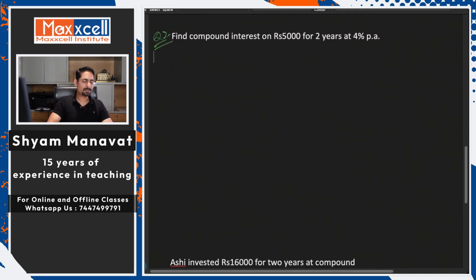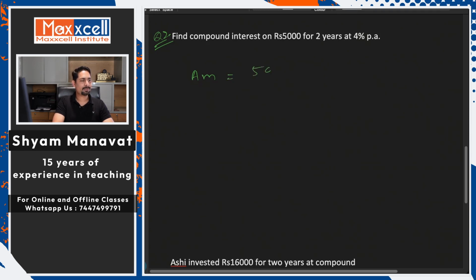In arithmetic, we don't have many formulas. We have fewer formulas, but we have a lot of variations of questions. Find the compound interest on 5,000 for 2 years at 4% per annum. Find the compound interest, not the amount. But can we calculate the compound interest directly? I don't suggest it in compound interest. Let's calculate the amount first.